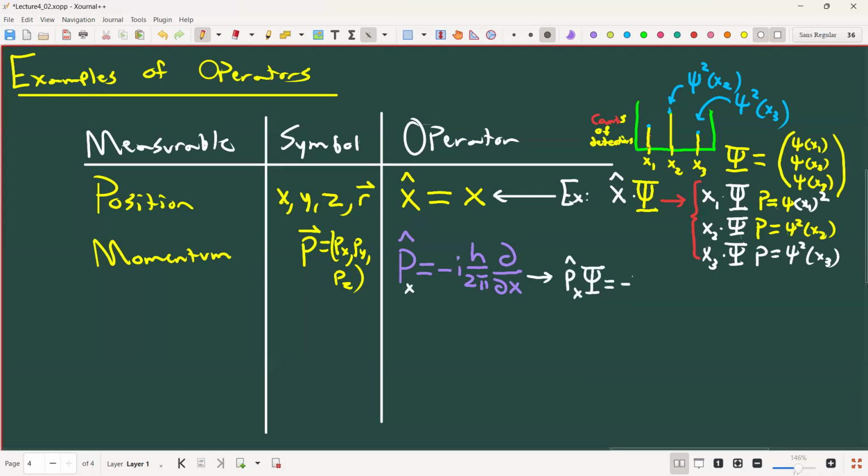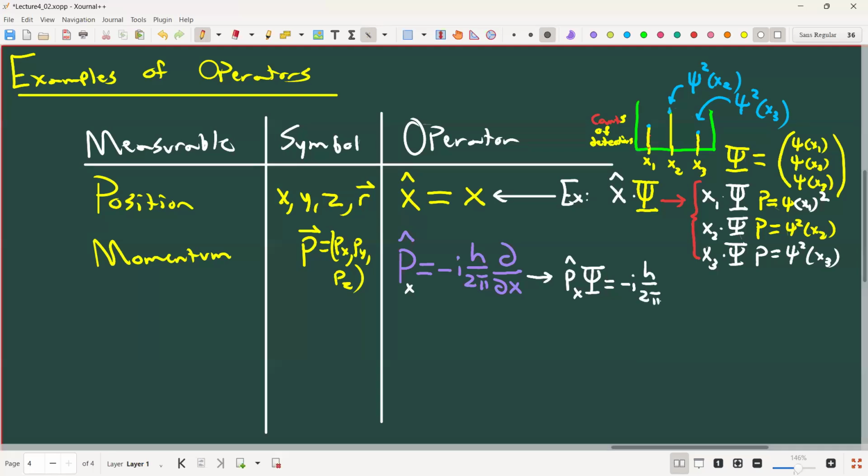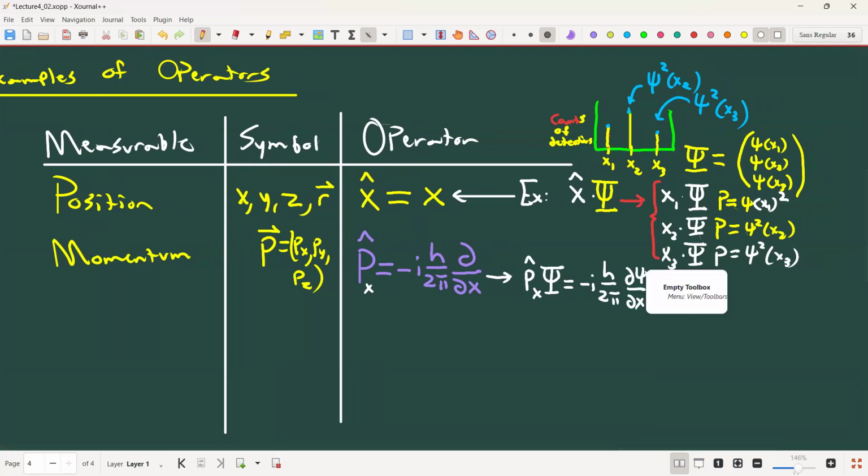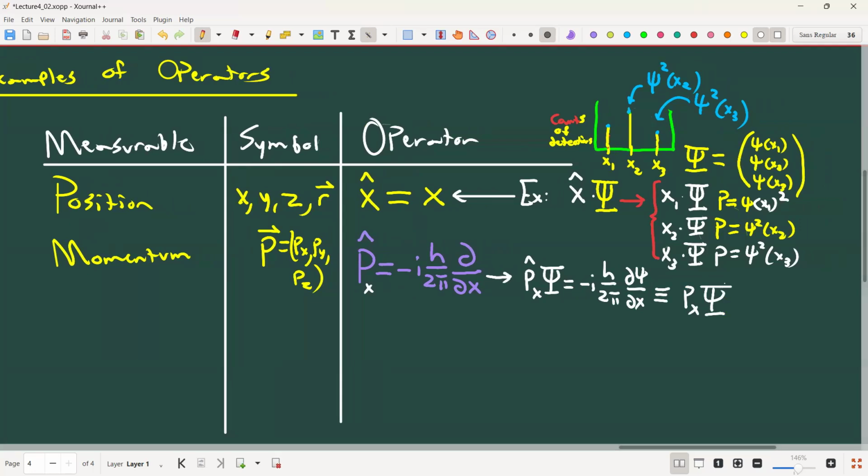I get minus i h over 2 pi. I'll give you a value for h in a second. We'll talk about h really quickly. Times the derivative of the wave function with respect to the position. And this is going to give me some number. Let's just call it p sub x times psi, where p sub x is a number.